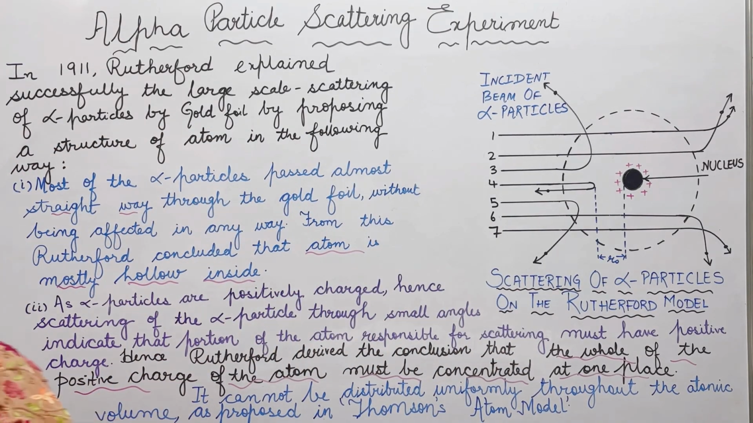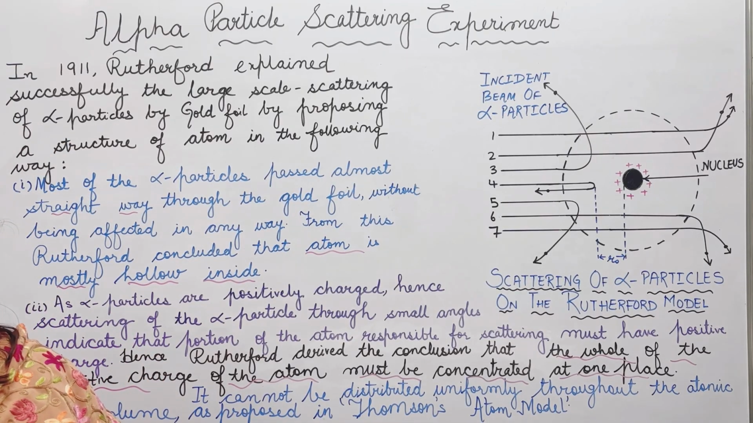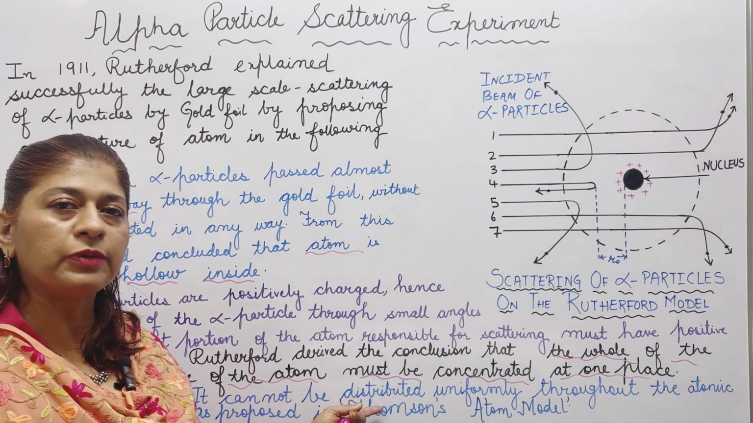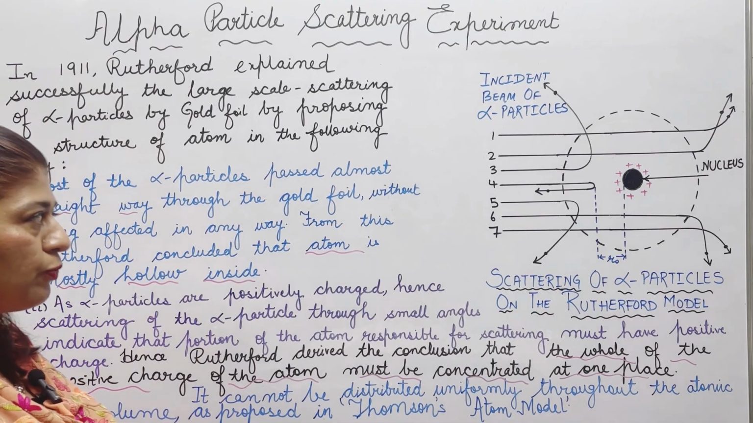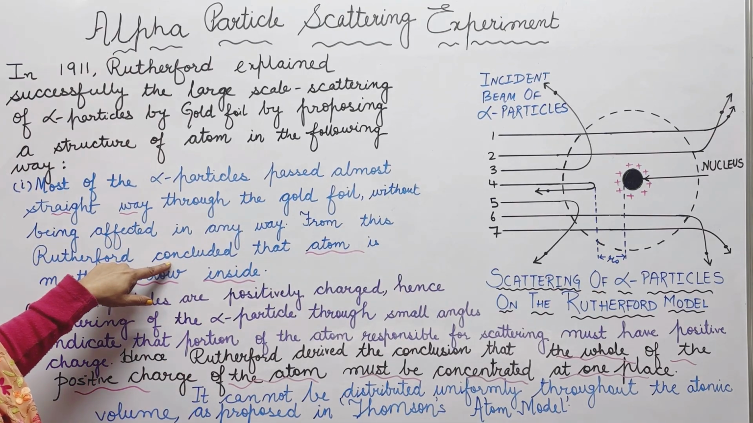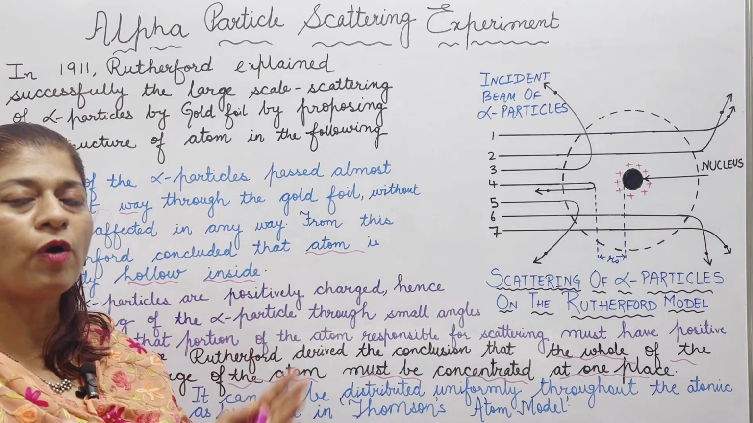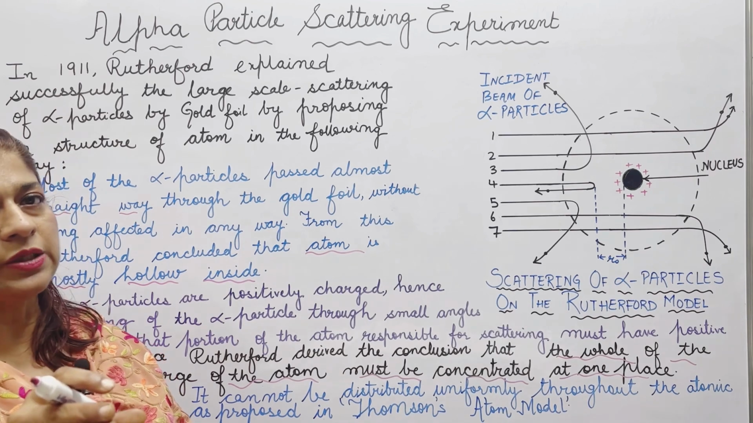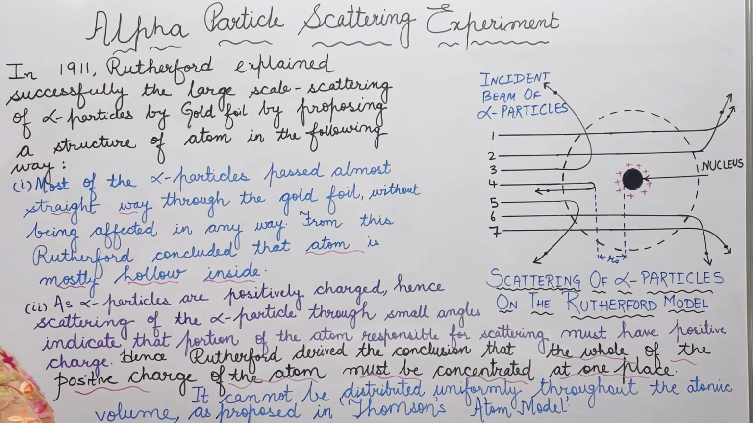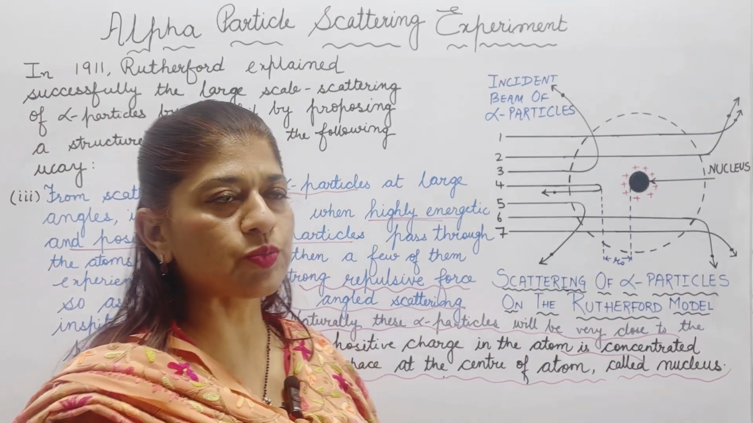So this conclusion is in contradiction with the atomic model that was given by Thomson. According to him, the mass is uniformly distributed within the atom. So this is not so, because one thing is it is hollow inside, and second thing is the whole of the positive charge, rather than uniformly distributed, is concentrated within a small region according to Rutherford. So this is the third point of conclusion of Rutherford's alpha scattering experiment.